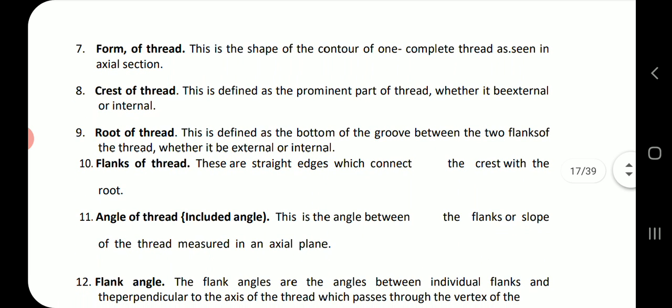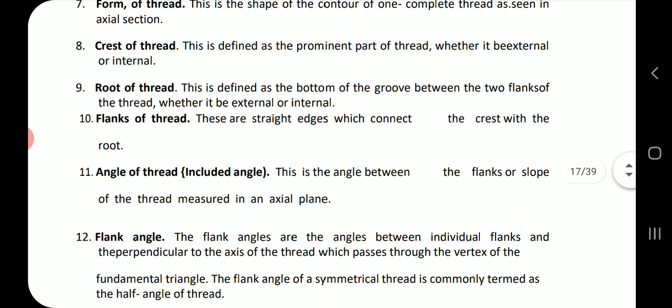Form of thread. This is the shape of the contour of one complete thread as seen in axial section. Crest of thread. This is defined as the prominent part of the thread, whether it is external or internal. Root of thread. This is defined as the bottom of the groove between the two flanks of the thread, whether it may be external or internal. Flanks of thread. These are straight edges which connect the crest with the root.